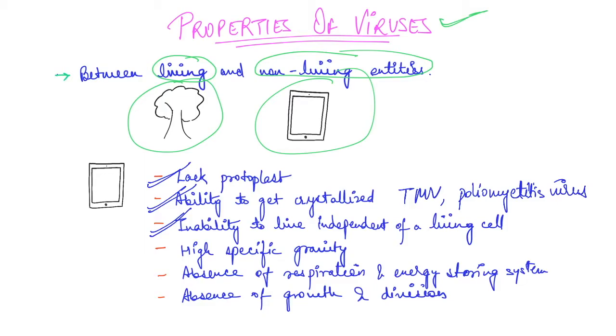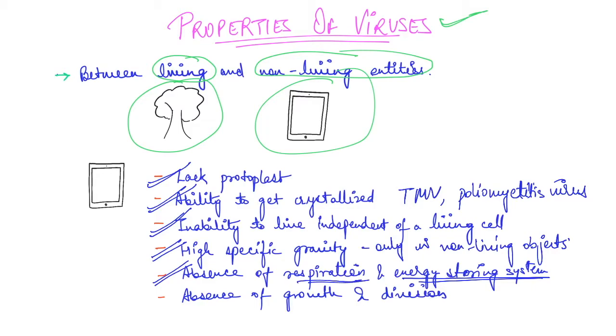Then it has high specific gravity, which is found only in non-living objects. Okay, then absence of respiration, it's a very important point. And also energy storing system, so they cannot store energy like we do, they cannot respire like we do. Then they don't have the property of growth and division. Although what happens is, instead different parts are synthesized separately, as we saw in the previous video while reproduction.